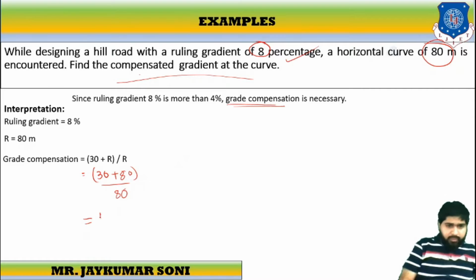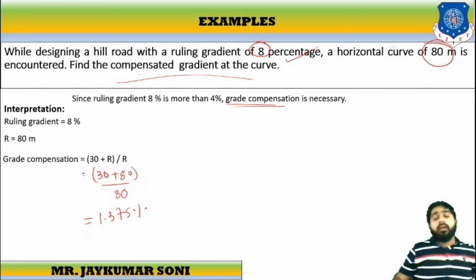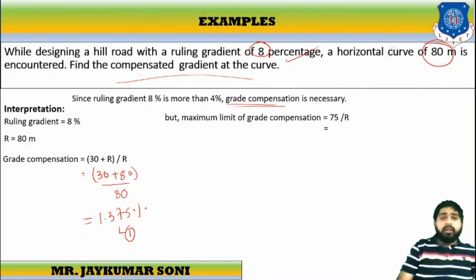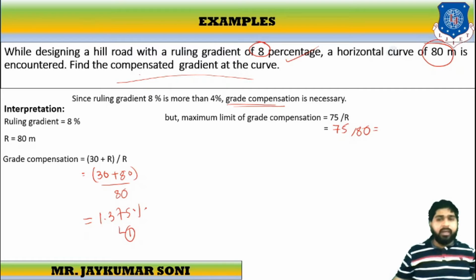This value will come as 1.375 percentage. Now we have another statement that this is the first thing that we have calculated. Now we have the maximum limit of grade compensation, that is 75 by 1. So it will be 75 by 80. So calculate this and tell me what is the value that you are getting over here.